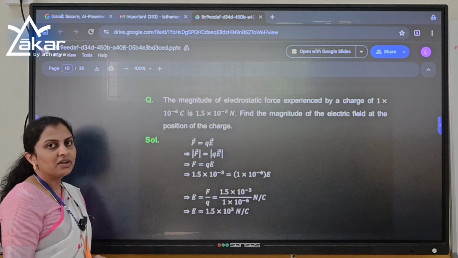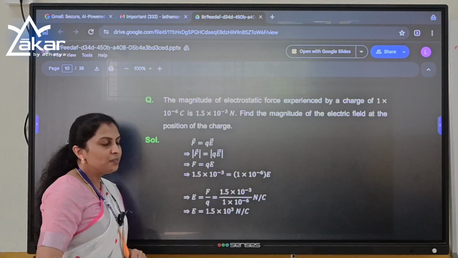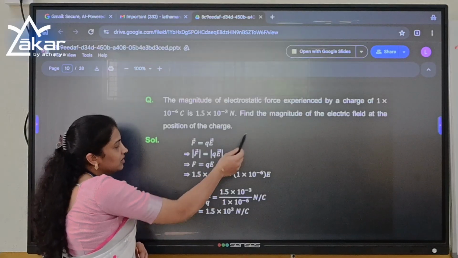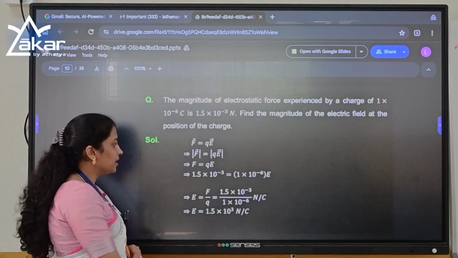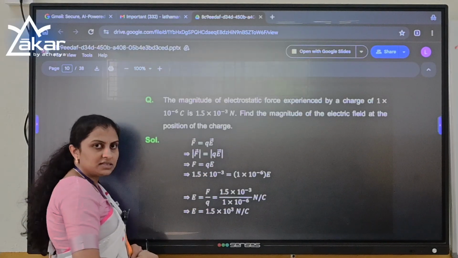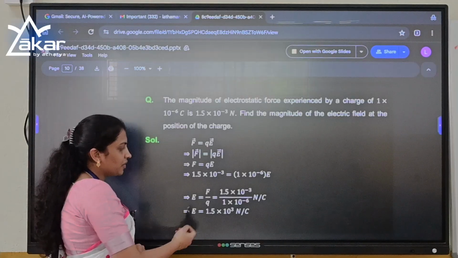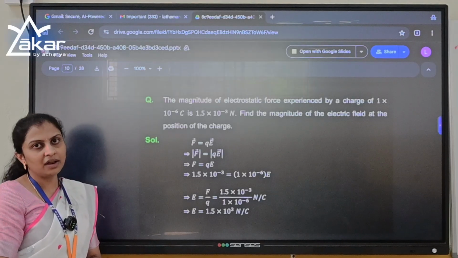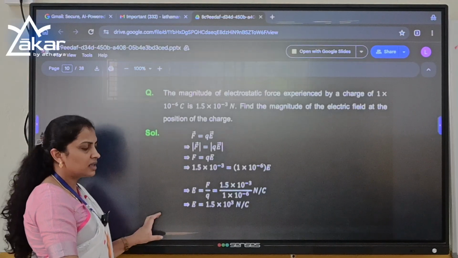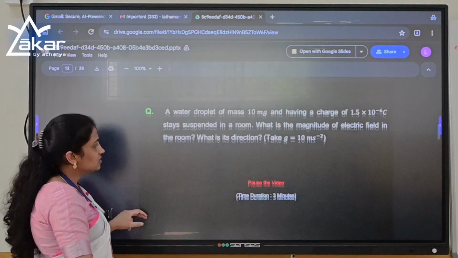We know the formula of electric field E = F / Q. So that is 1.5 × 10^-3 divided by 1 × 10^-6. So we'll get the answer 1.5 × 10^3 Newton per Coulomb. So this is the example of electric field.